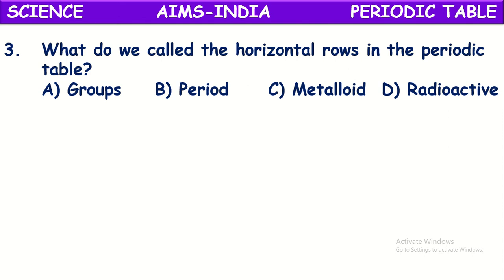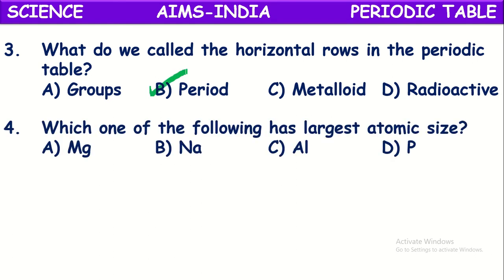So the next one, what do we call the horizontal rows in the periodic table? What do we call them? Yes, the horizontal rows present in the modern periodic table are called periods, and the vertical columns are called groups. Now here it is asked about horizontal rows. They are called periods.